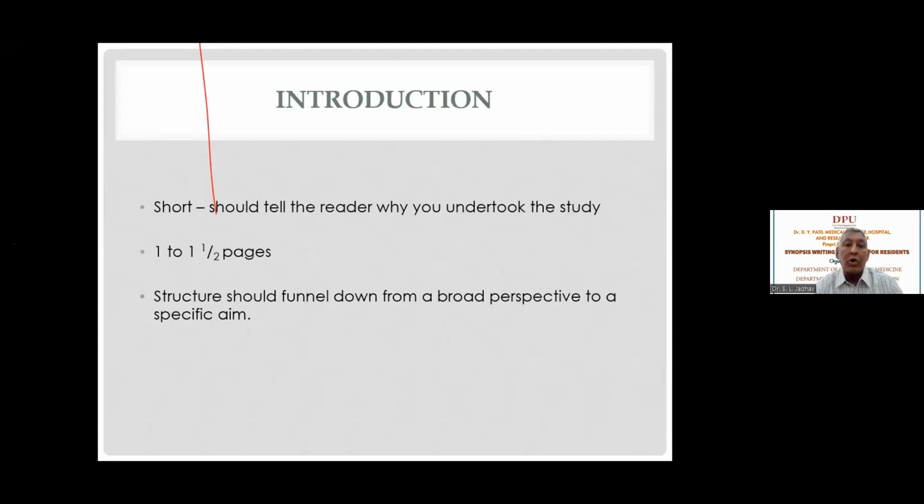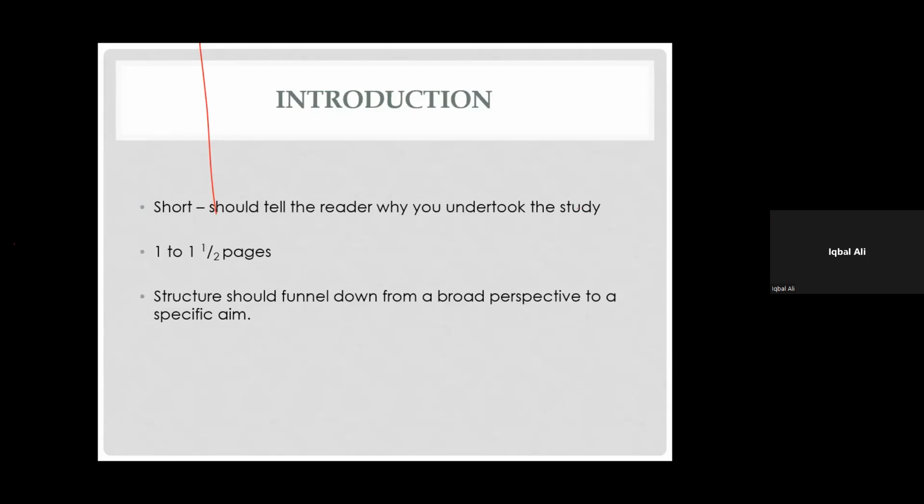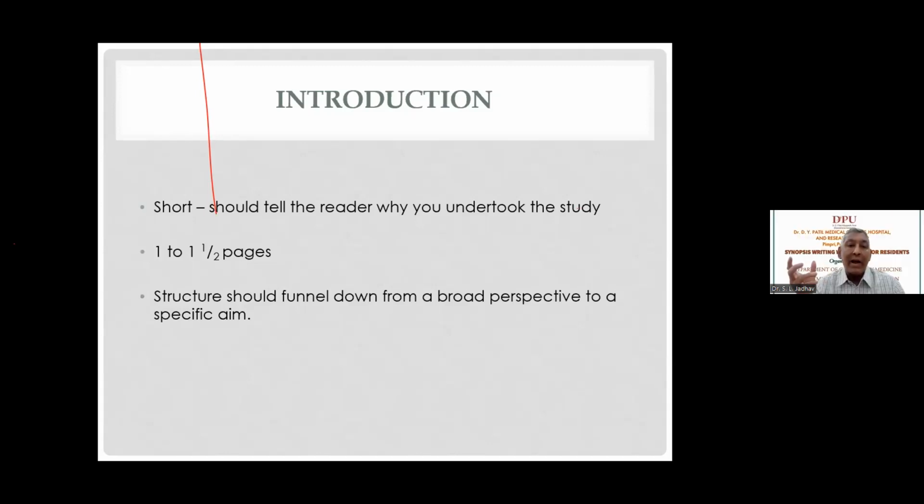Now, how to write the introduction? This is not going to be too elaborate. Ideally 1 page, maximum 1.5 pages, and it should be short, telling the reader why you have undertaken the study. So structure it or funnel it down from a broad perspective or idea and come down to your question, that is, why you have selected such a topic for the dissertation.